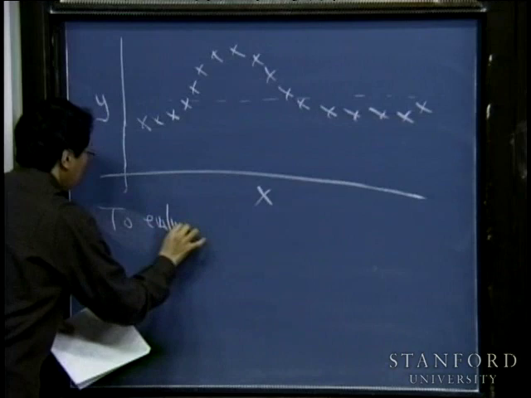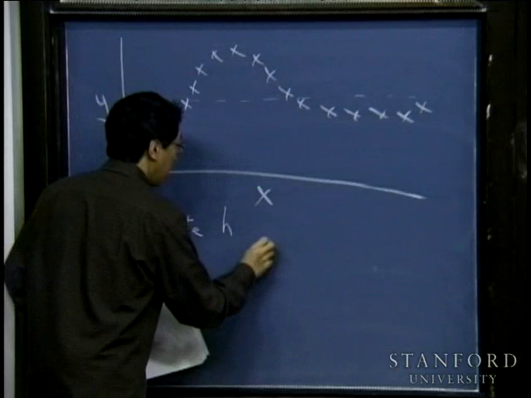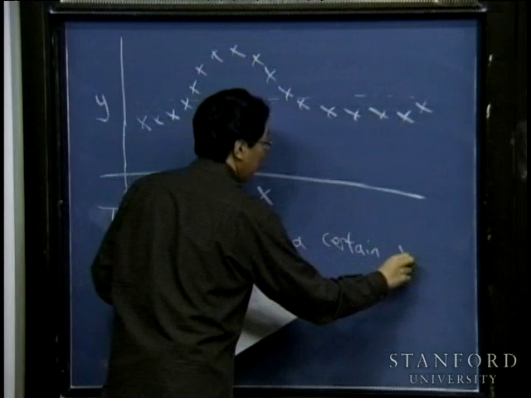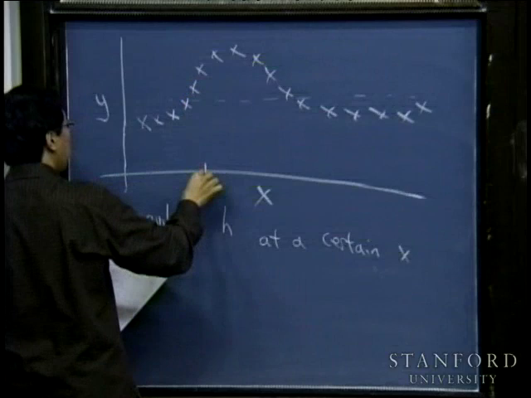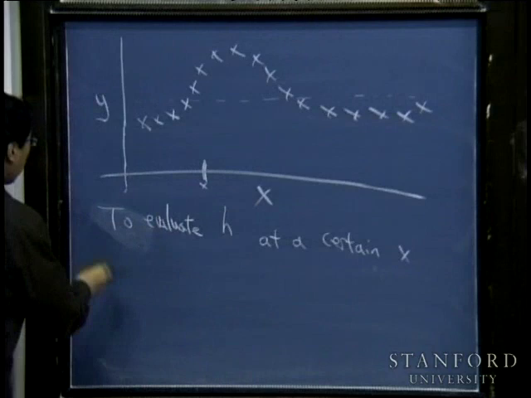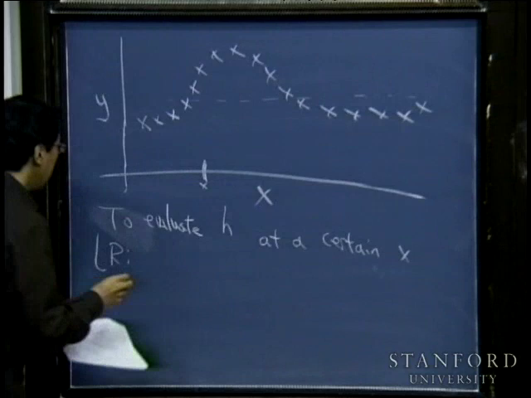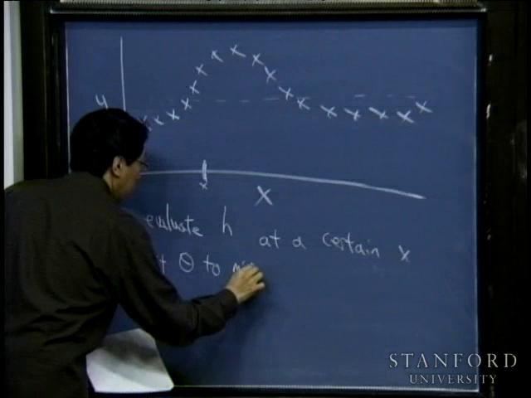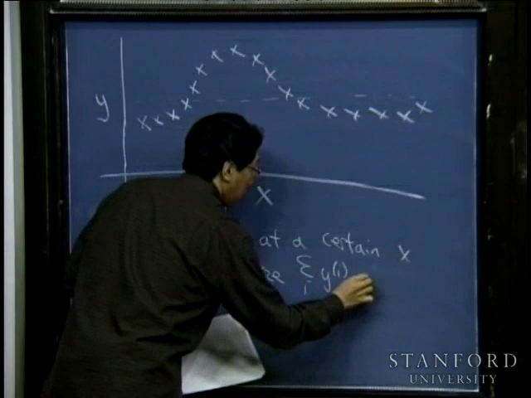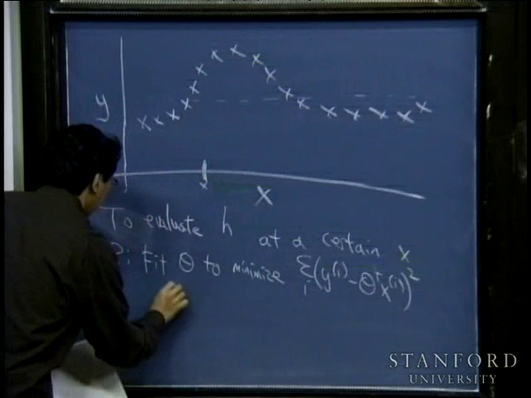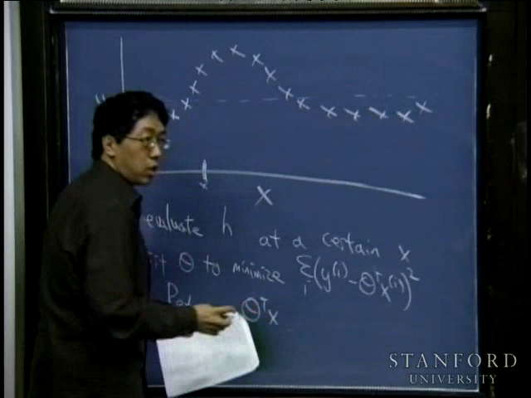Now, suppose you want to evaluate your hypothesis H at a certain point. There's a certain query point, lowercase x. Okay? And let's say you want to know what's the predicted value of y at this position of x, right? So for linear regression, what we were doing was we would fit theta to minimize the sum over i of (y^(i) minus theta transpose x^(i)) squared, and return theta transpose x. Okay? So that was linear regression.